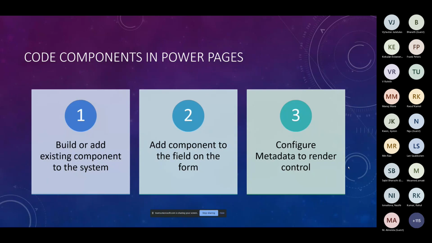generalization right now. Usually you stop at the second stage when you're dealing with a model-driven app. But for Portal, you have one extra step: you need to configure metadata to render the control. That's because Portal doesn't know that you have custom controls in the field, and you need to specifically tell it to render it as a code component. It's fairly easy, and we will see how to do it.